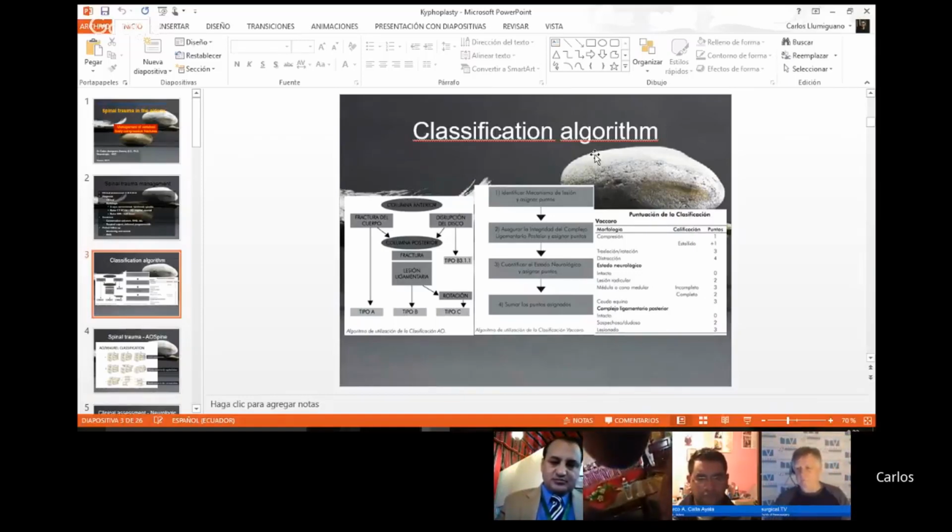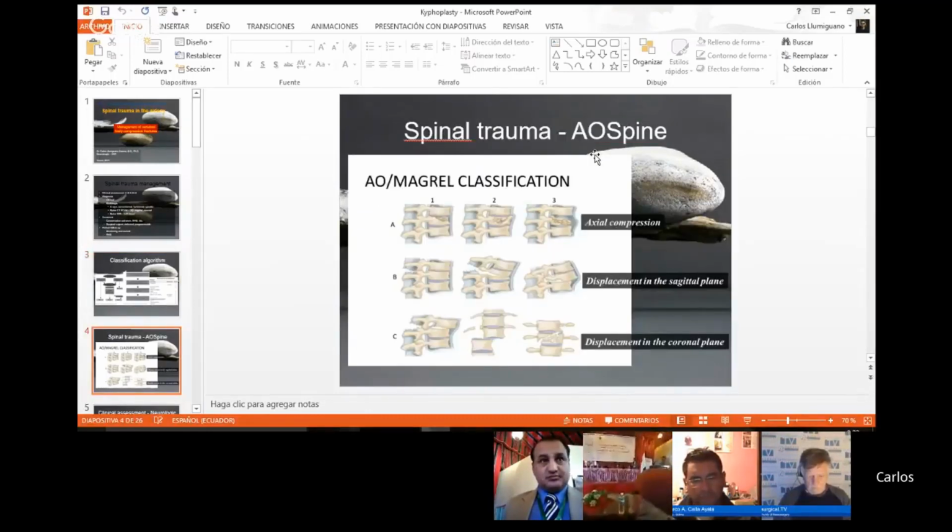For the neurological evaluation, we can use the Barthel scale or maybe the Frankel scale. In spinal trauma, we can use a macro classification. The important type of fracture is axial compression, and we can have A1, A2, A3 types of fracture, but at all times only the anterior column of the vertebra is affected.